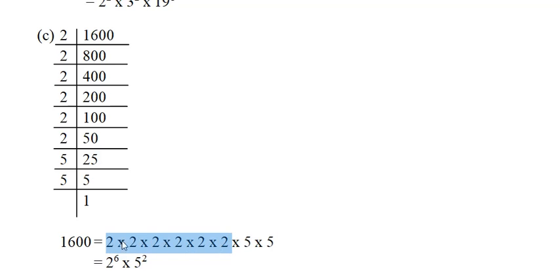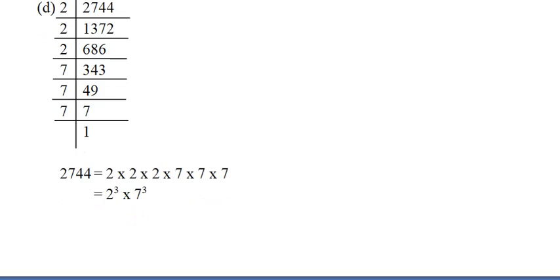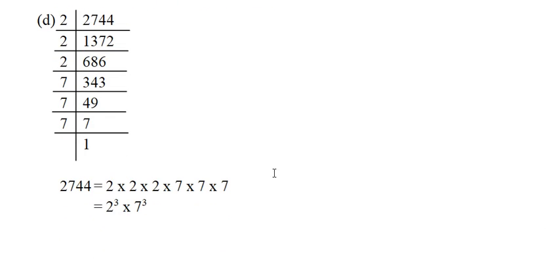You just count how many times that particular number is repeating itself. So 2 is repeating 6 times, so you will write 2 to the power 6, and 5 is repeating itself 2 times, that is 5 to the power 2. And the last number, 2744. You can represent it as 2 to the power 3, because 2 is repeating itself 3 times, and again 7 is repeating itself 3 times. So this is how you will express any kind of prime factorization in exponential form. It's very simple.